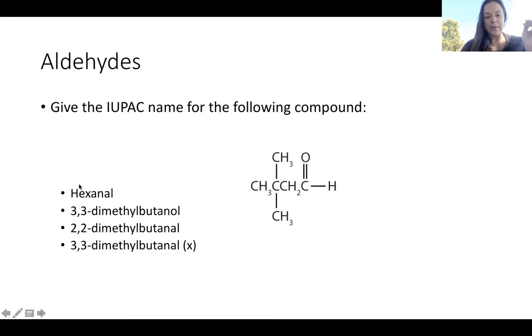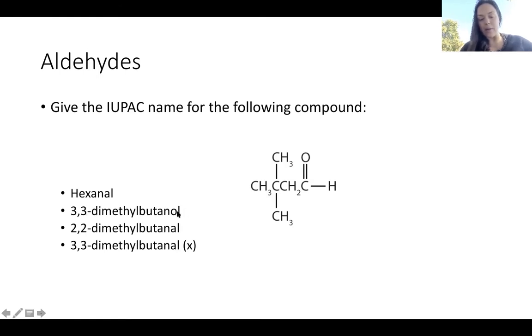Okay. So I know this says hexanol, and I put that in there because there's 6 carbons. But remember, we need the longest continuous chain. That's 4. So it's one of these. We want to give the aldehyde the lowest number. So this is 1, 2, and 3. So this is carbon 3. And so we have a methyl group and a second methyl group attached to carbon 3. So this actually becomes 3,3-dimethyl butanal.